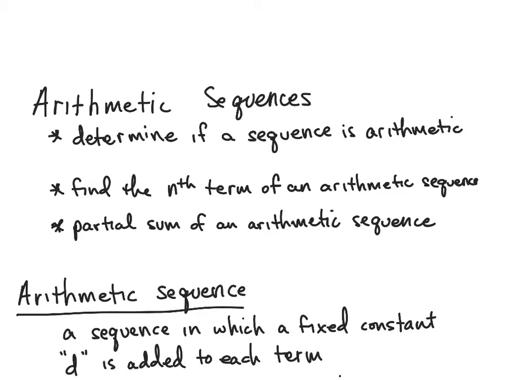Next, we're going to find the nth term, and remember nth term is another way of saying explicit formula, so we're just going to find the explicit formula of an arithmetic sequence. And then we're going to look at the partial sum of an arithmetic sequence.